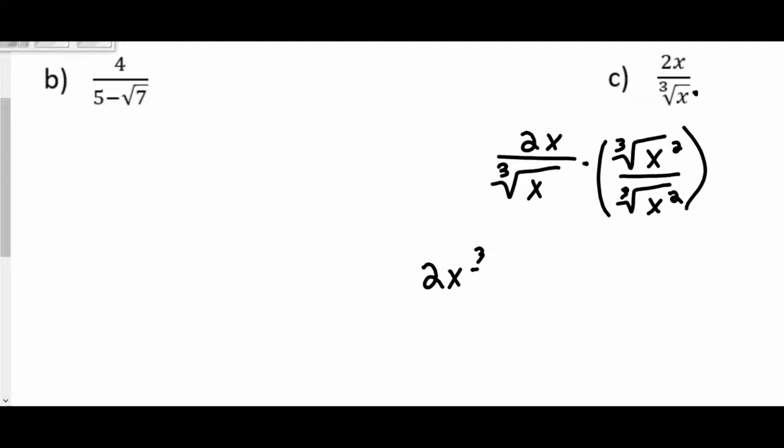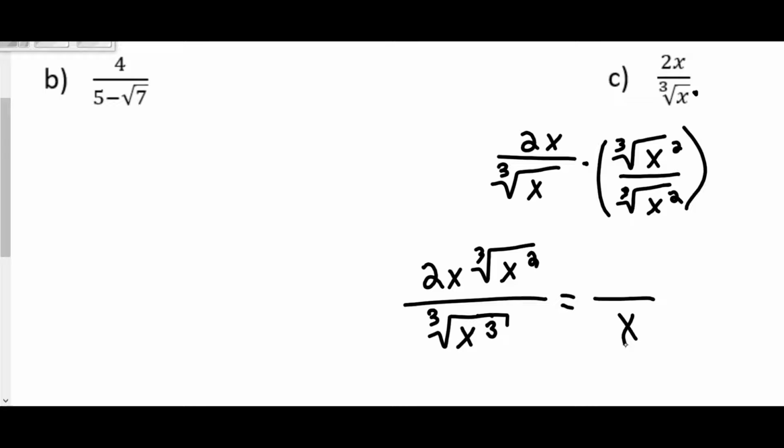2x times the cubed root of x squared over the cubed root of x cubed. The reason why we're multiplying by x squared and not just by the denominator of the cubed root of x is because we need to get it to be x cubed under this cubed root for it to pop out just an x. And then at the top we have 2x over the cubed root of x squared.